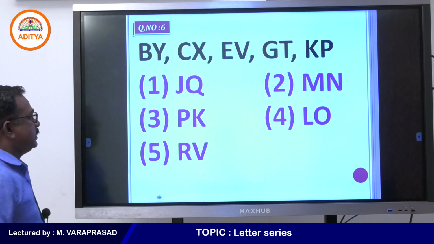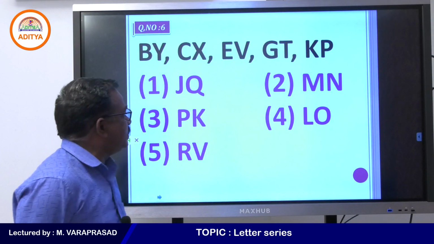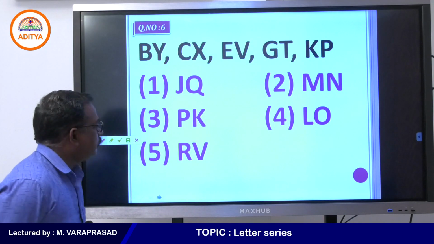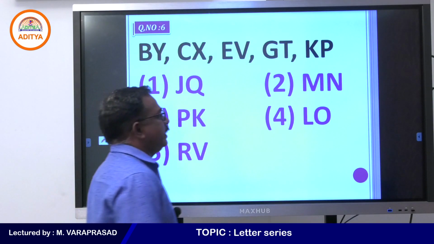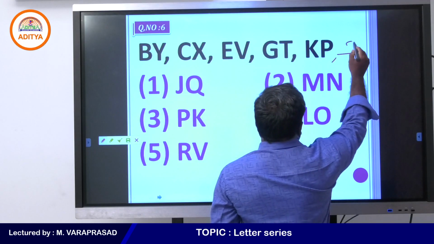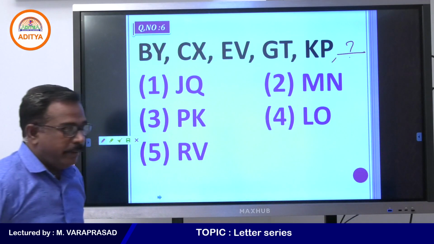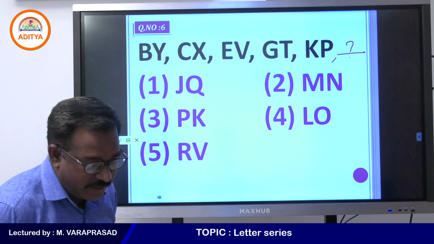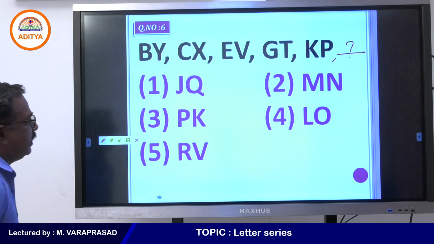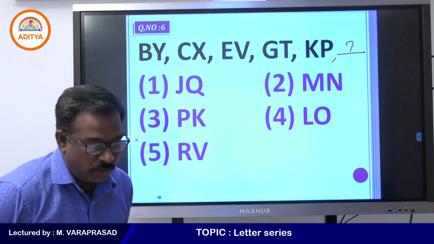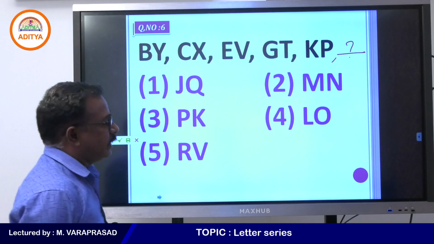Yes. Tell me what is the answer here. BY, CX, EV, GT, KP. So what will you get in the next place? BY is given, CX is given, EV is given, GT is given, KP is given. So what will you get in the place of the question mark here?